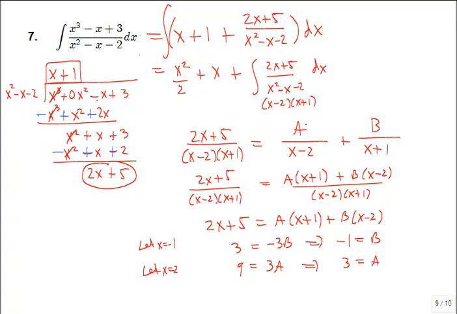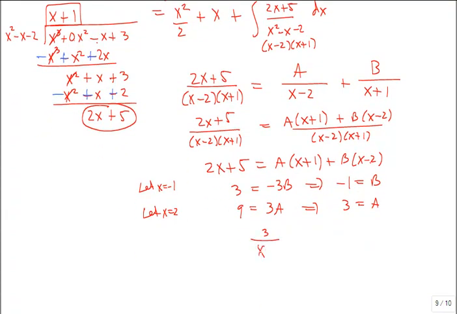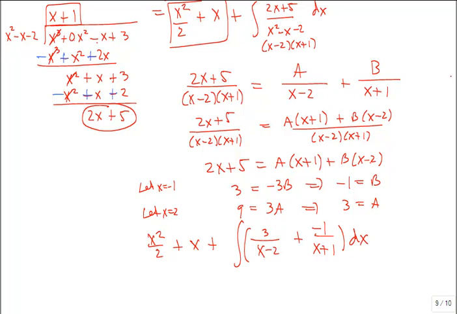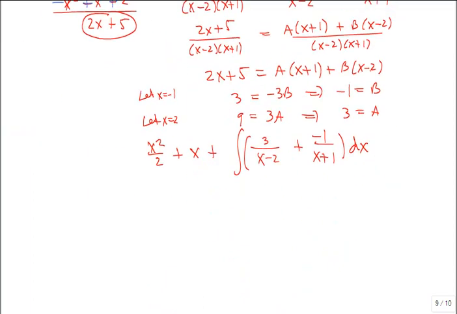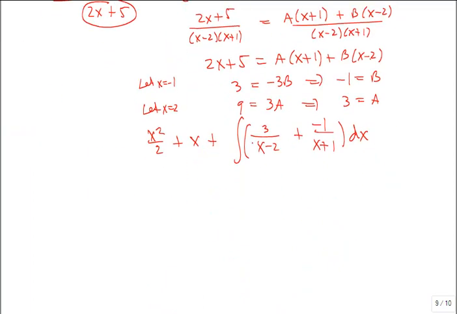So this fraction becomes 3 over x minus 2 plus negative 1 over x plus 1. So we want to integrate those two things instead of integrating this guy, instead of integrating up here. So we're going to integrate these instead. Now don't forget, it's easy to forget, but remember we had in front that x squared over 2 plus that x as well. That came from the pieces of our quotient that we got over here. So that's still in front. Don't lose those.